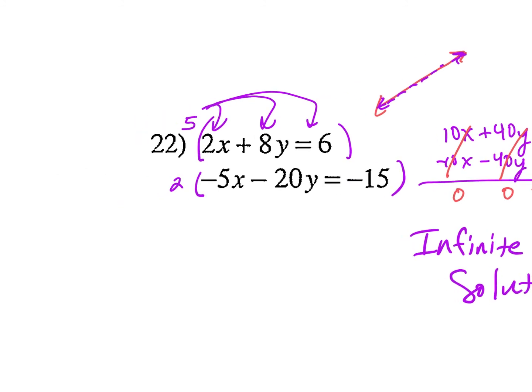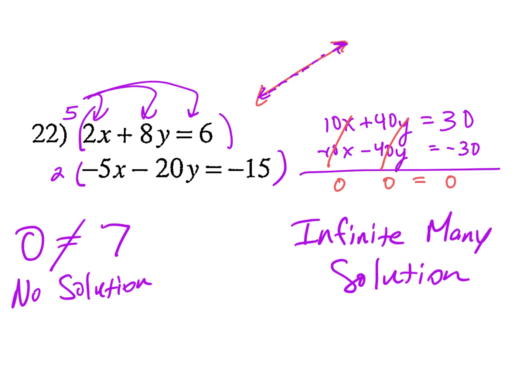Or, what would happen if I came out with 0 equals 7? There's no solution there. Is that a true statement? No. So your answer would be no solution. So notice those two special cases. When everything cancels out on both sides, it's called infinite many solutions. When you come out to an untrue statement like 0 equals another number, you have no solution.